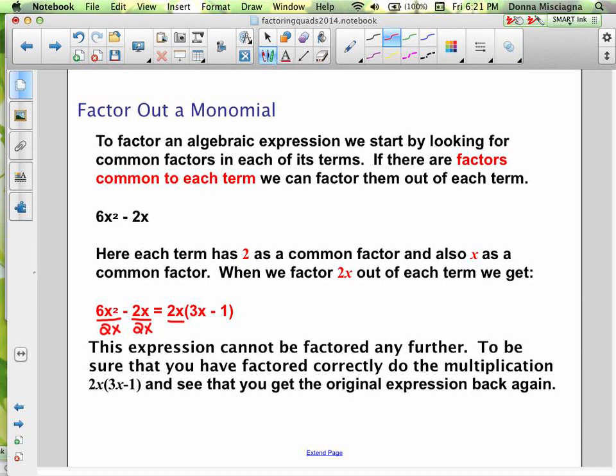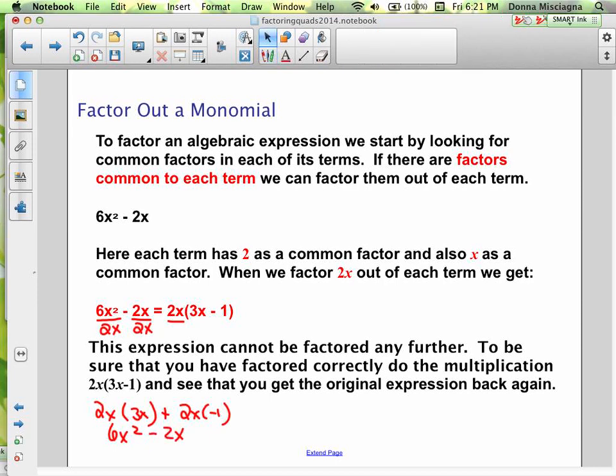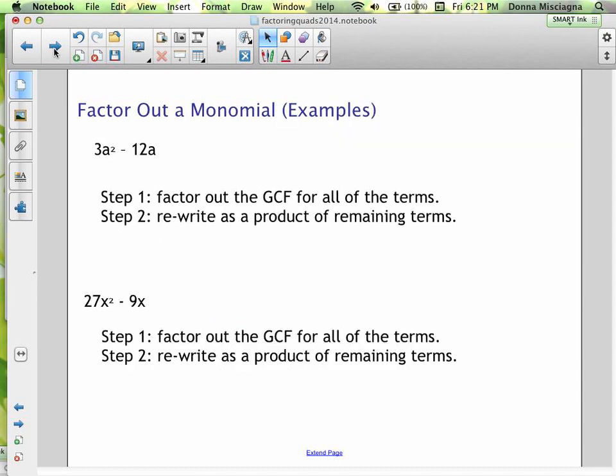So this expression cannot be factored any further. To be sure you factored correctly, you can always do the multiplication and see that you get the original expression. So if I multiply, I would be multiplying 2x times 3x, and 2x times negative 1. 2x times 3x would be 6x squared. 2x times negative 1 would be negative 2x. So notice we get right back to the original expression. Let's take a look at some more factoring out monomials.